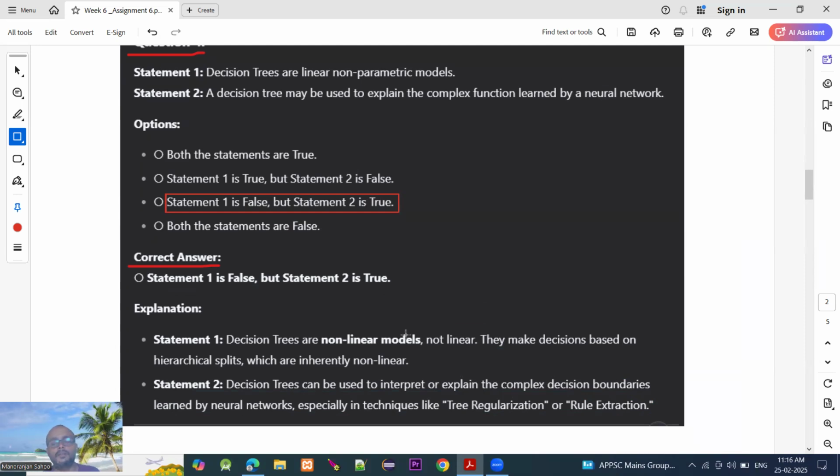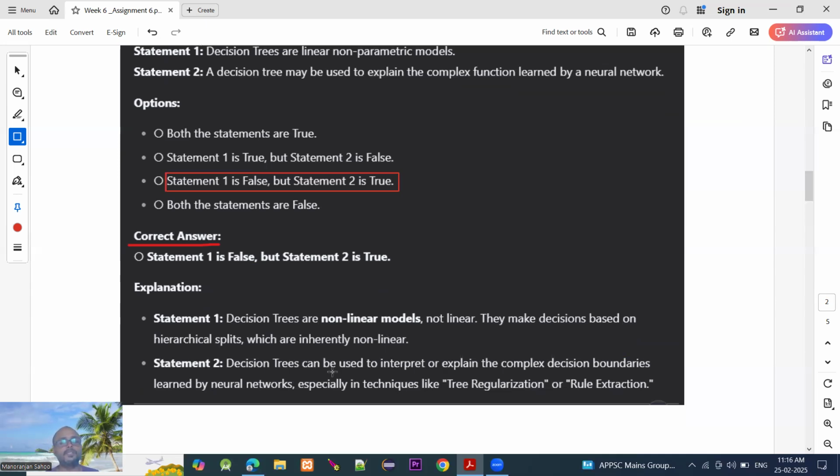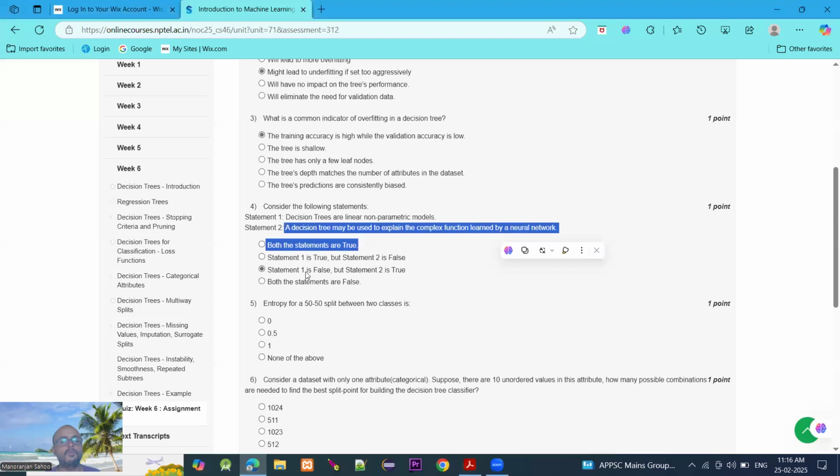They make decisions based on hierarchical splits, which are inherently nonlinear. Statement 2 is true because decision trees can be used to interpret or explain the complex decision boundaries learned by neural networks, especially with techniques like tree regularization or rule extraction. That way, we choose statement 1 is false, statement 2 is true, so for question 4 you can choose option C.